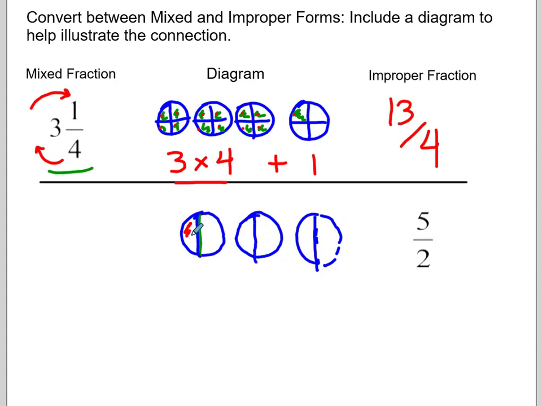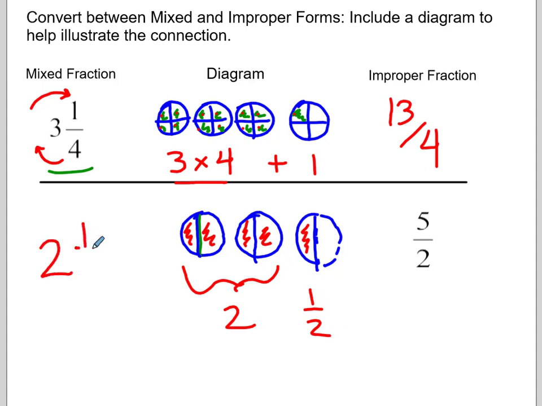So here's 1, 2, 3, 4, 5 halves. Okay, and 5 halves build 2 whole units and 1/2 of the last unit. So the mixed value would be 2 1/2.